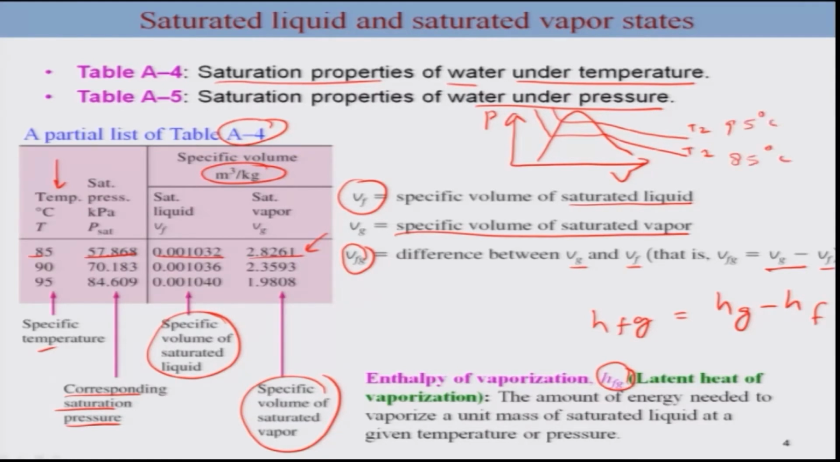So if somebody asks a question that, well, this is the condition, what is the saturation pressure? Well, essentially it means that this is your saturation pressure for a specific temperature T1, and this value is 57.86, and similarly for 95, P is your 84.609 kilopascal, okay. So this is how we are going to learn a bit on it.